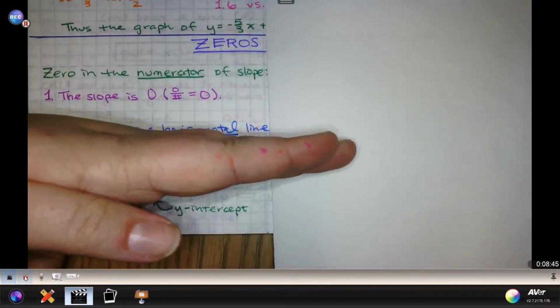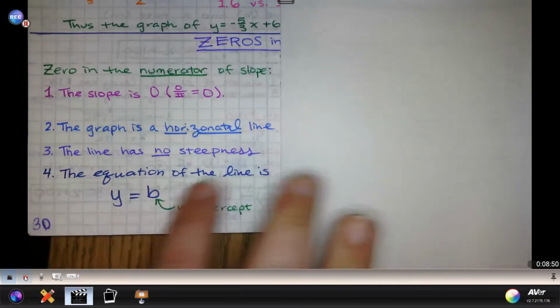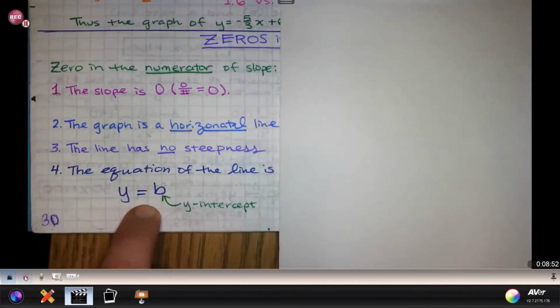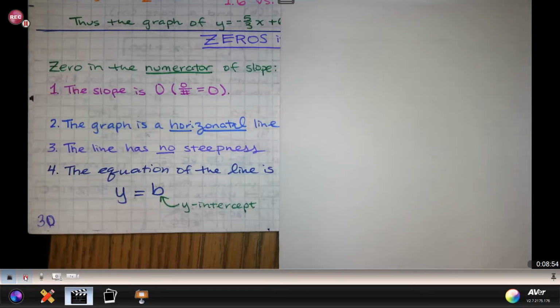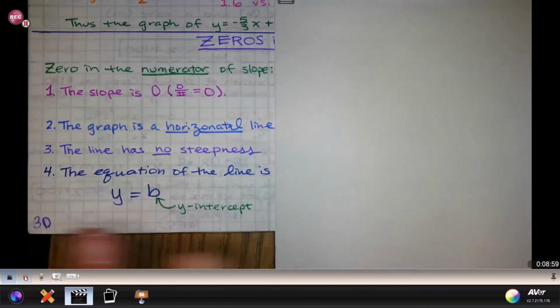It would be a nice walk because it's just nice and flat. And the equation of the line is y equals b. So notice that there's no x because 0 times x is 0. So that's just the y-intercept. Y equals b. That's it. We'll do more on that next time.